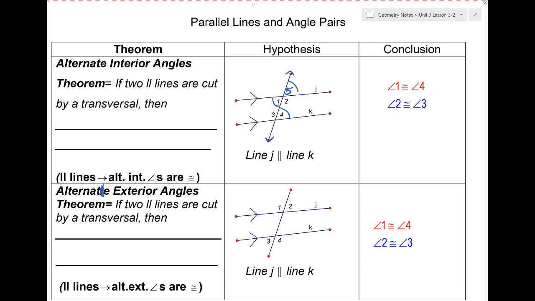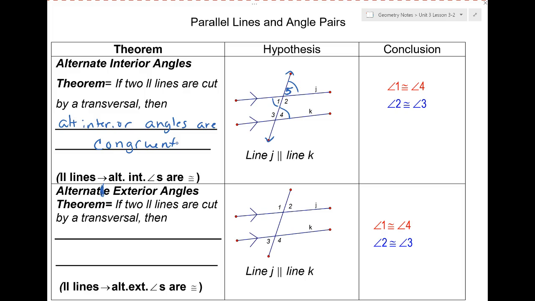So again, let's write this down. If two parallel lines are cut by a transversal, then the alternate interior angles are, what? Congruent. That means if 1 and 4 are congruent, that's fine, but also what about 2 and 3? They're also congruent. So remember, anytime you have parallel lines, that's going to be the case.